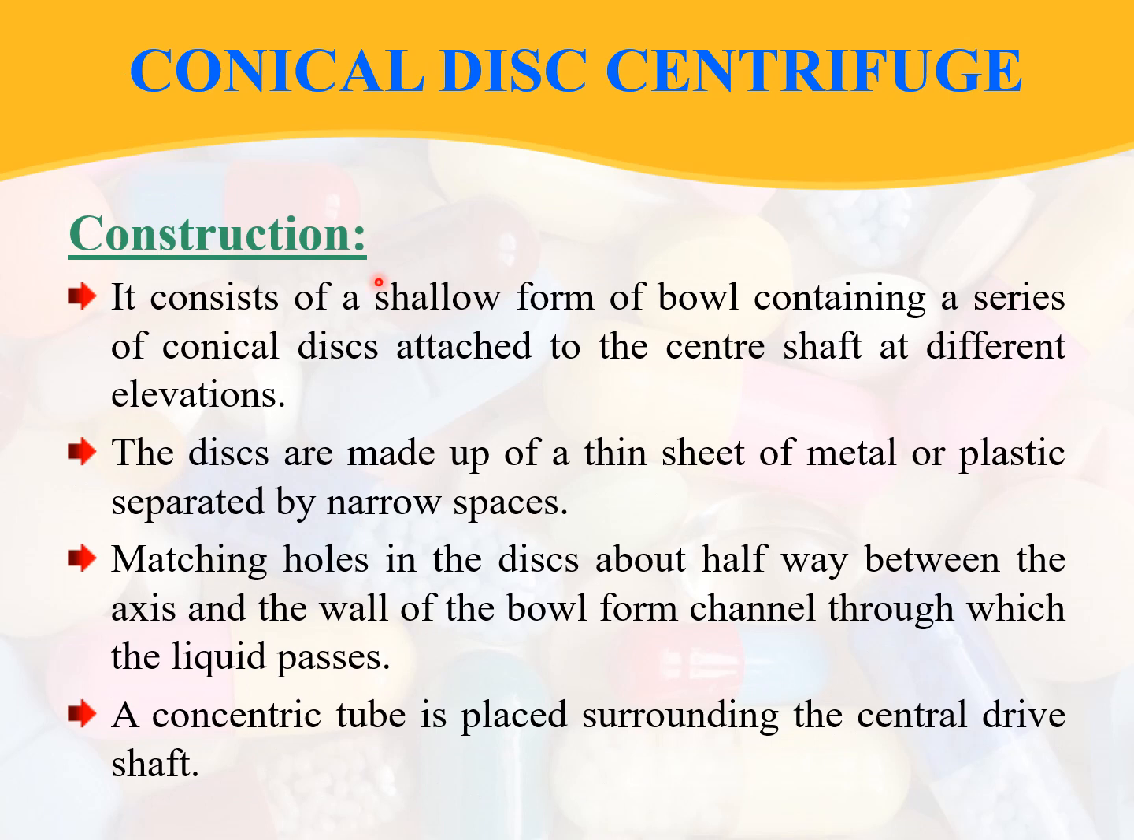Coming to the construction, it consists of a shallow form of bowl containing a series of conical discs attached to the central shaft at different elevations. The discs are made up of thin sheets of metal or plastic separated by narrow spaces. Matching holes in the discs, about halfway between the axis and the wall of the bowl, form channels through which the liquid passes. And a concentric tube is placed around the central drive of the shaft.